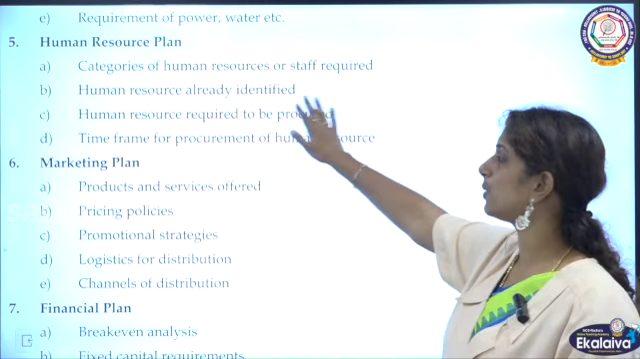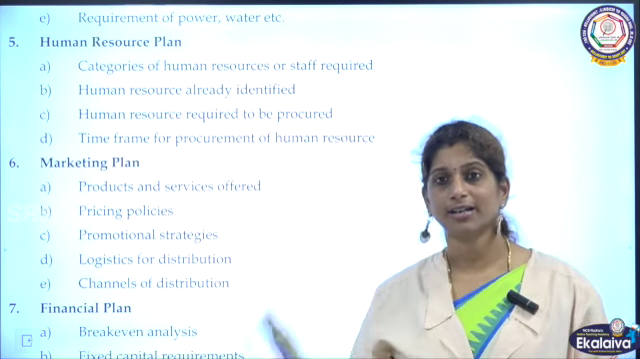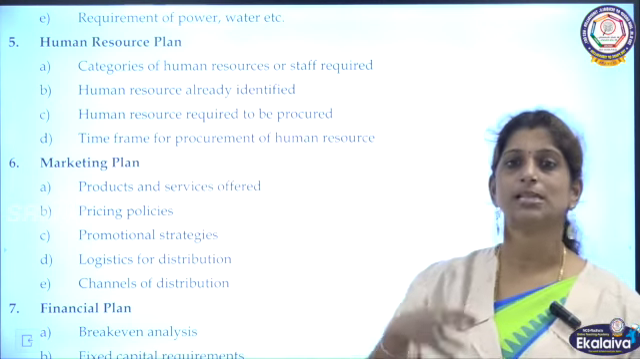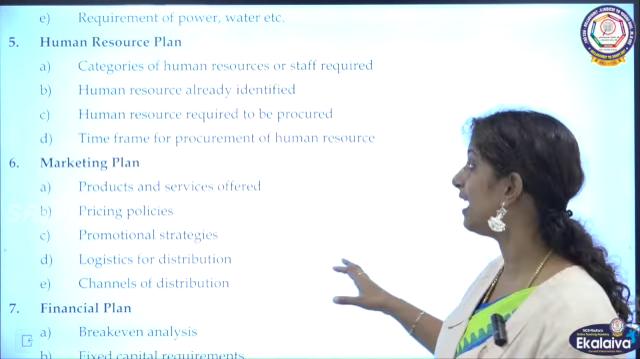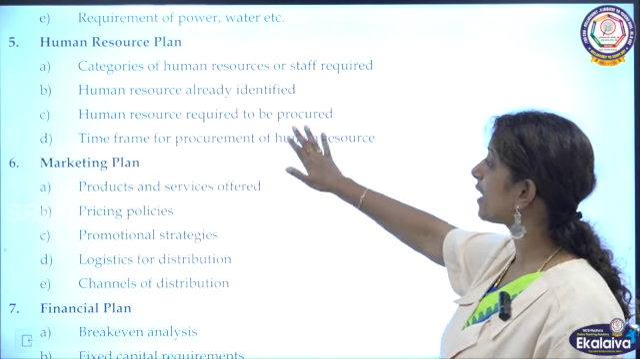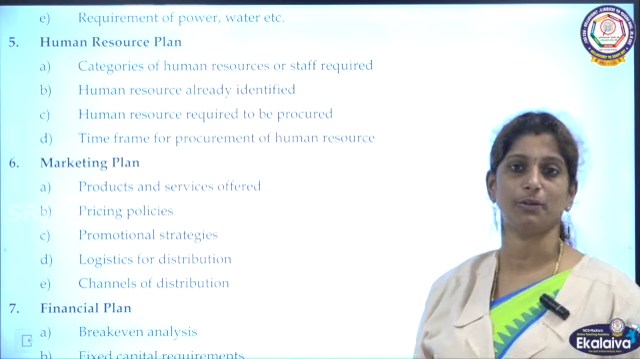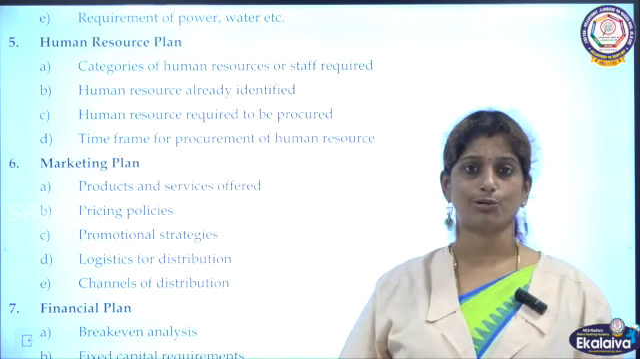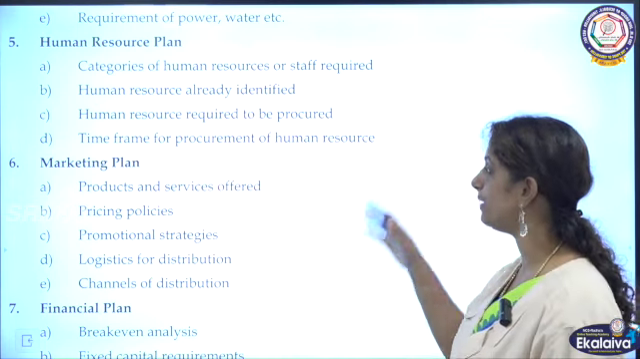And human resource who have been already identified, which means after conducting interviews, we would have chosen some people for some designations, right? So that has to be mentioned. And then the human resource required to be procured. So we have already identified a set of people, and we need some more, right? So that resource requirement should be mentioned.